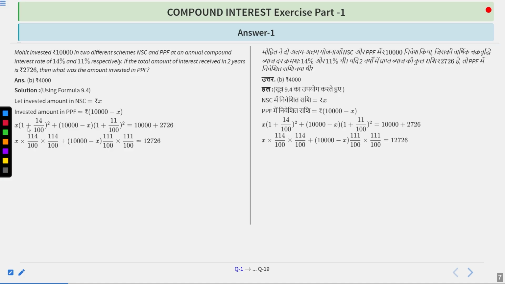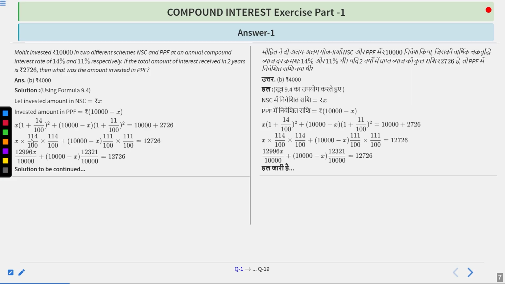Therefore, X into (1 plus 14 upon 100) is 114 upon 100. But here it is whole square, that means we have to write 114 upon 100 two times. So we have written 114 upon 100 into 114 upon 100, plus (10,000 minus X) into (1 plus 11 upon 100) is 111 upon 100. It is whole square, that is why we have written 111 upon 100 into 111 upon 100. 10,000 plus 2,726 becomes 12,726.